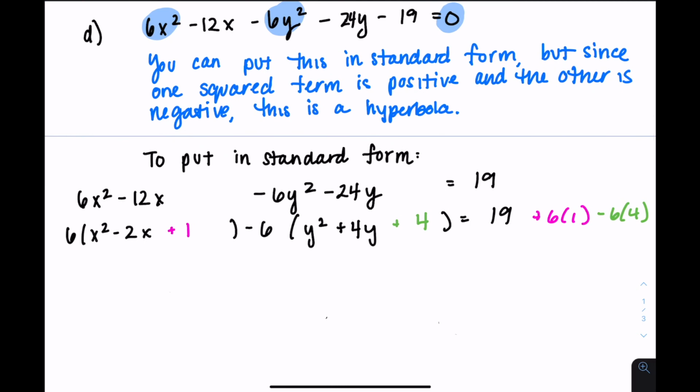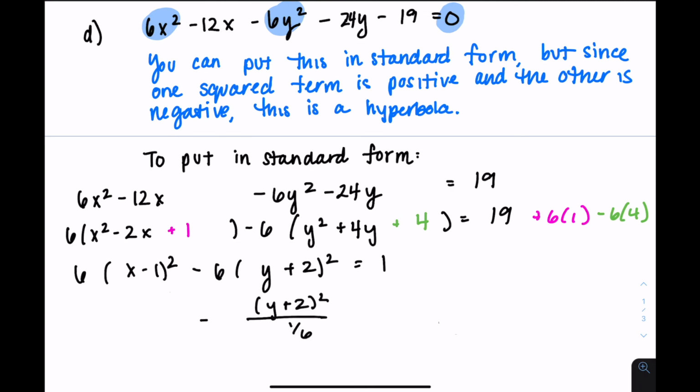So now we can complete the square. That's going to give us 6. That factors into x minus 1 squared minus 6 times y plus 1 squared equals 1. And if you did want this in the most standard form, you divide or move that 6 into the bottom as 1 over 6. So now you can see that, yes, indeed, it is a hyperbola. So if you're ever unsure, make sure you put it in standard form.